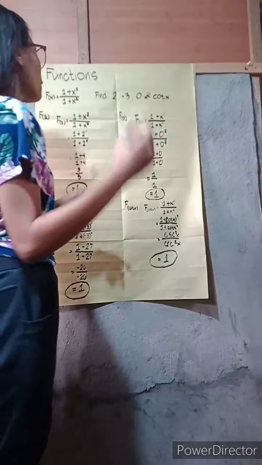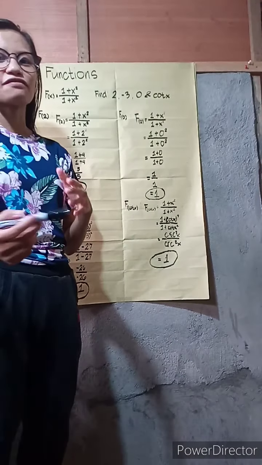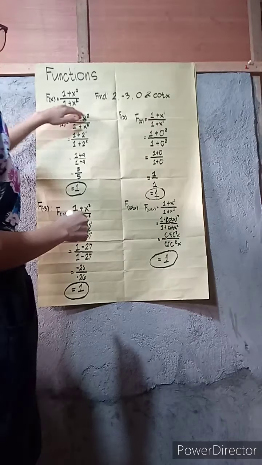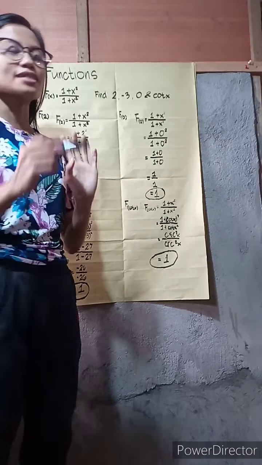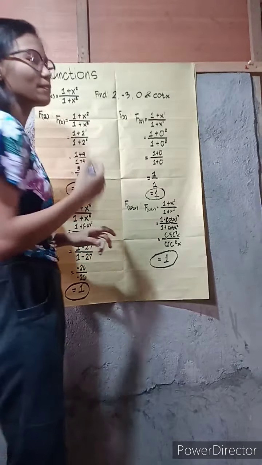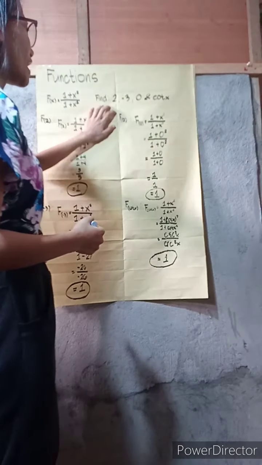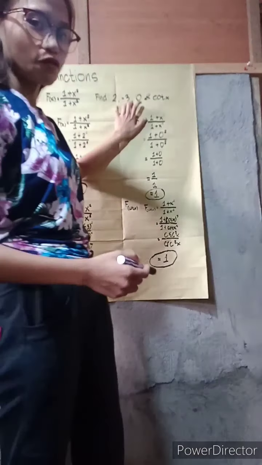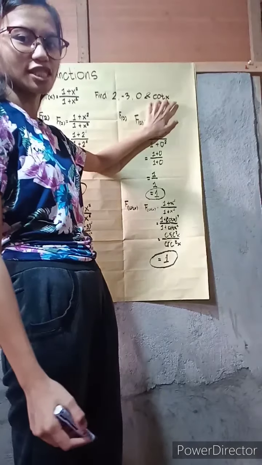In the past few weeks, we tackled functions, limits and continuity, and derivatives. For today's video, I will teach you how to solve those three topics we tackled. So for functions, we have the problem f of x is equal to 1 plus x squared over 1 plus x squared. We will find f of 2, f of negative 3, f of 0, and f of cotangent x.